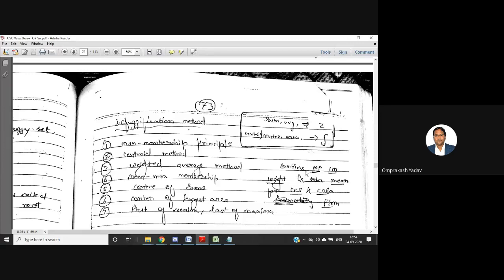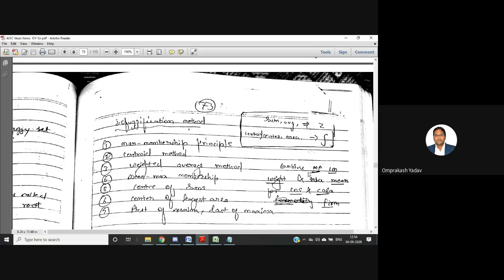So what I have written: combine MP CM weight and take mean for cos and cola firm. What I wanted to say is, see what these politicians do. They normally open any firm, and then they try to divide whatever cream is coming from that particular firm. So it's like this only. I made the statement, combine MP CM weight and take mean for cos and cola firm.